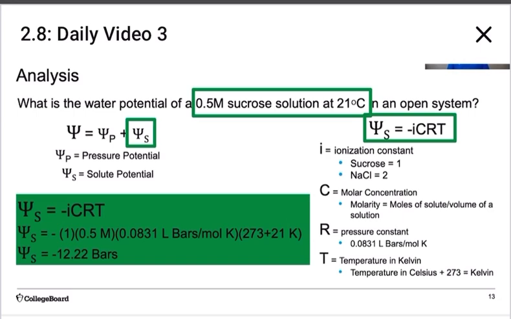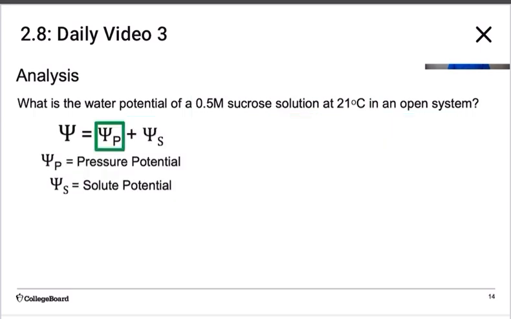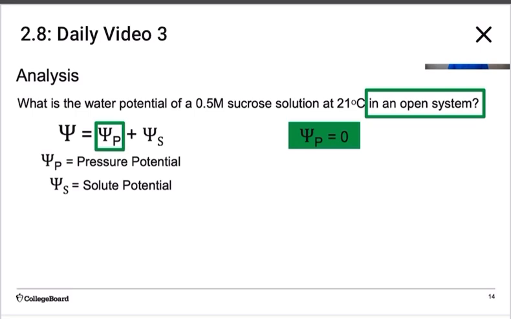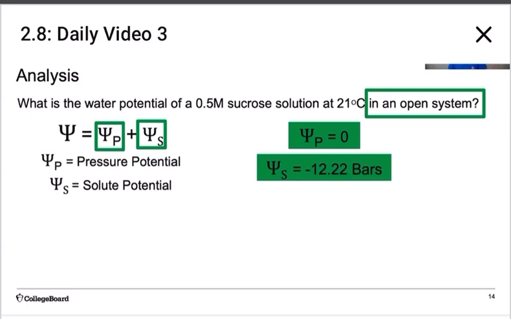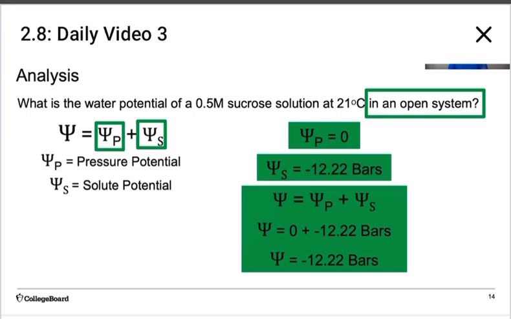So now we've come up with the solute potential. Now we have to look at the other part of the problem, which is pressure potential. The pressure potential, in this case, depends on the system. In this case, it's an open system. An open system equals a pressure potential of 0. With that being said, you know that the solute potential was negative 12.22 bars. So your final answer is a water potential of negative 12.22 bars.